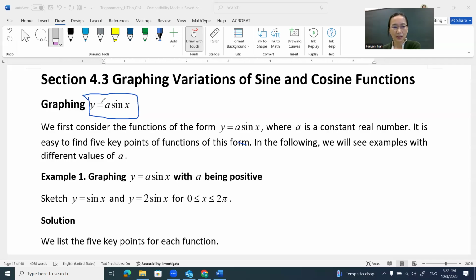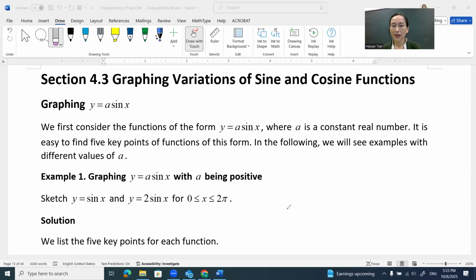For example, this number I denoted with A. A can be positive or negative, right? So let's assume it's 2, simply a number 2. We know the graph of sine x. And if I multiply it by 2, how different is the graph of the new function compared to the basic sine function? Okay, with this, let's just draw one period of each function. Let's compare.